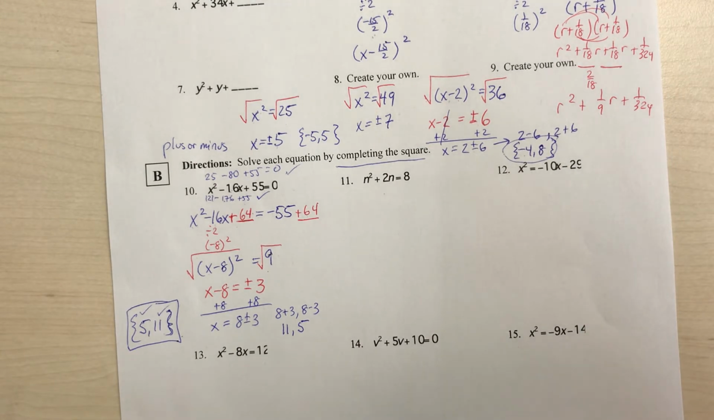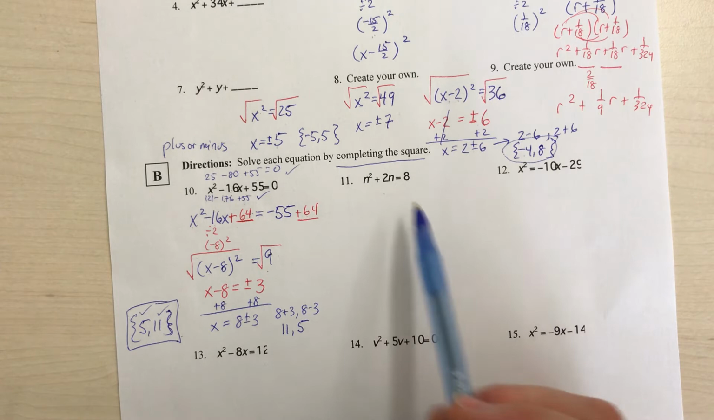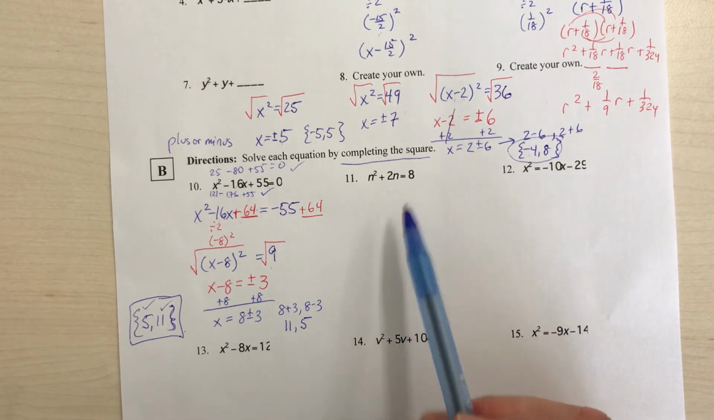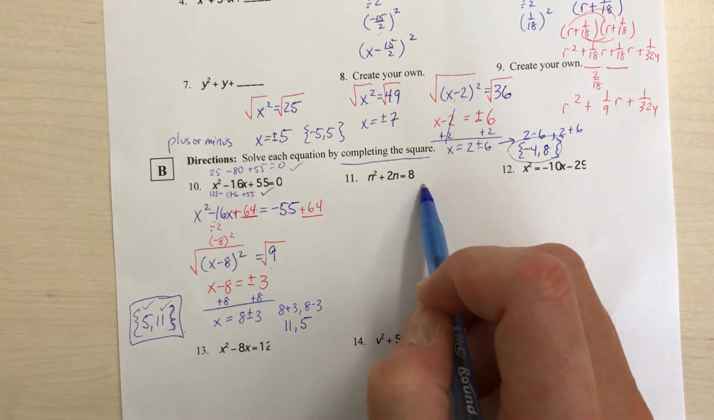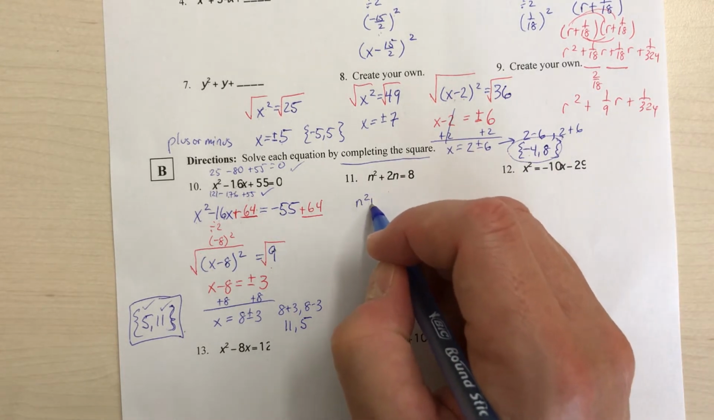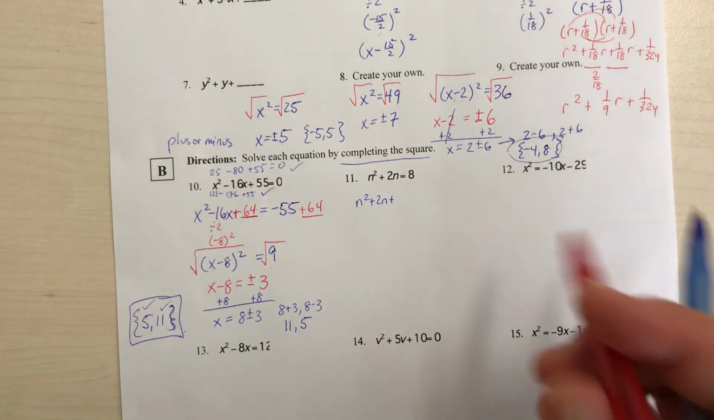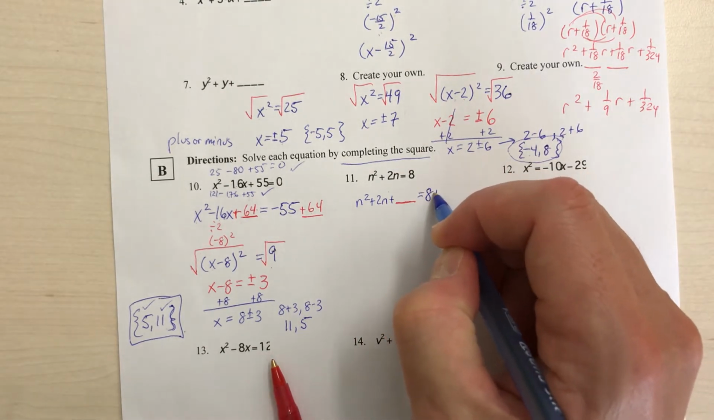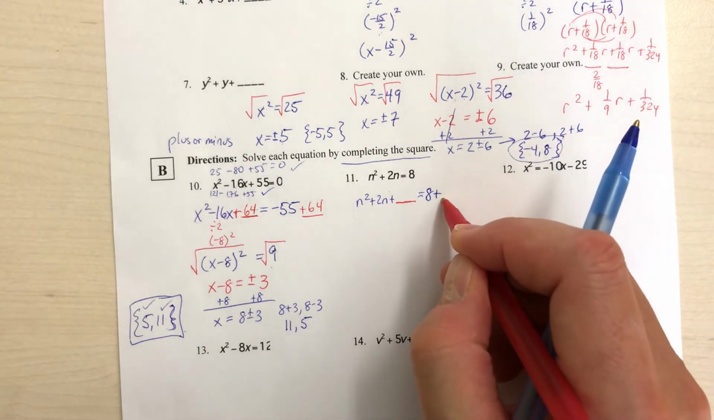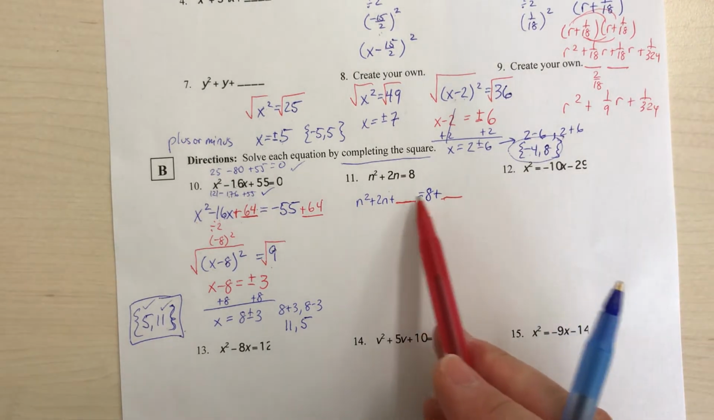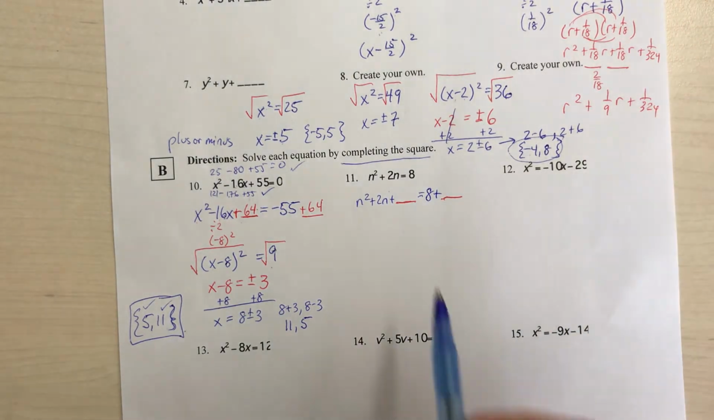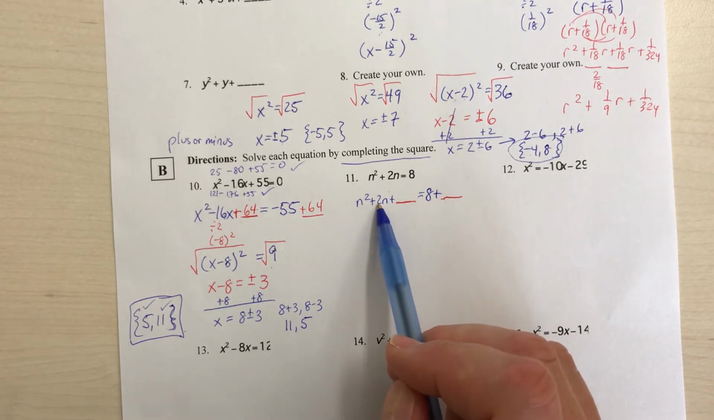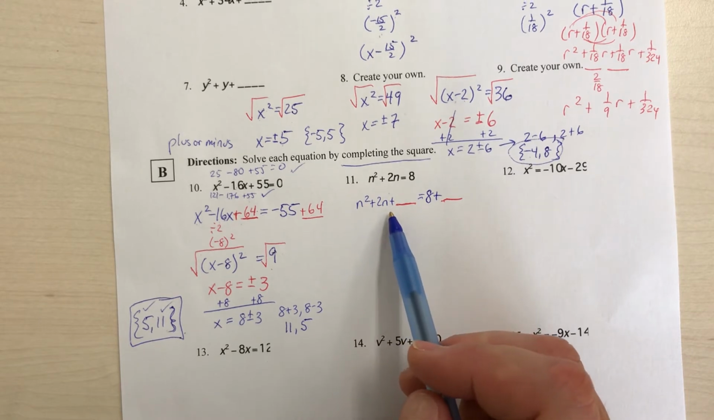All right, let's try another problem. Let's take this one. Now, 11 is actually set up very nicely because we already have the constant on the right side. So we'll think n squared plus 2n plus something equals 8 plus the same something. Remember, we have to add the same value to both sides to keep the equals good. All right, so let's see. We want to make this a perfect square trinomial, so we're going to complete the square.